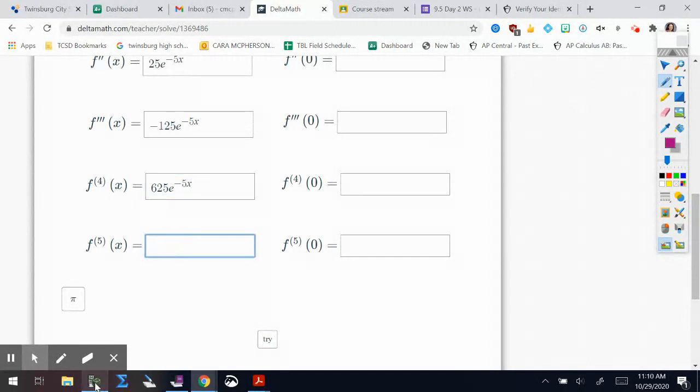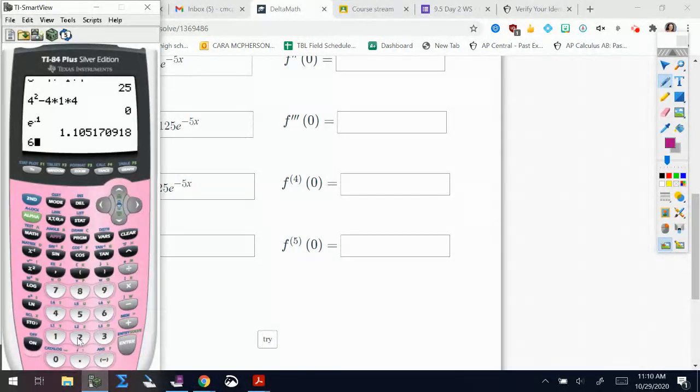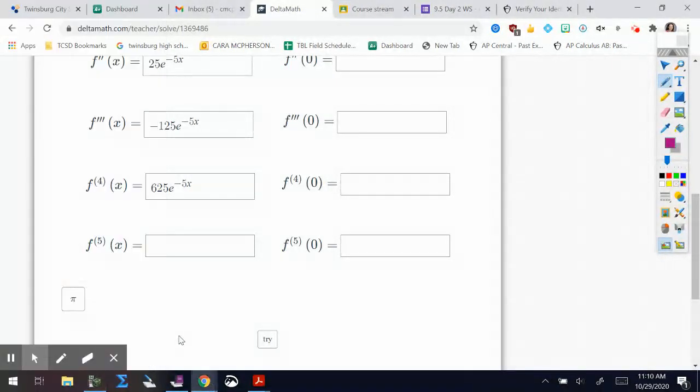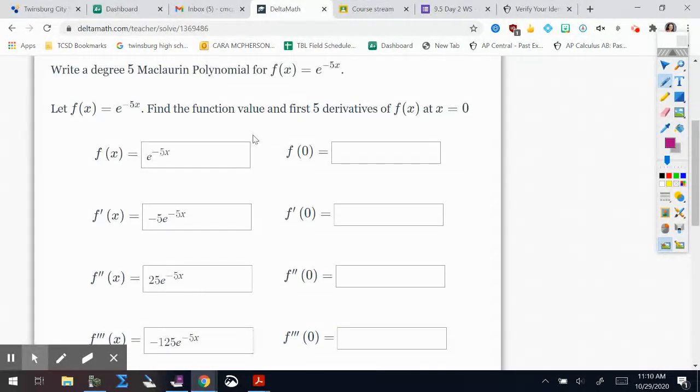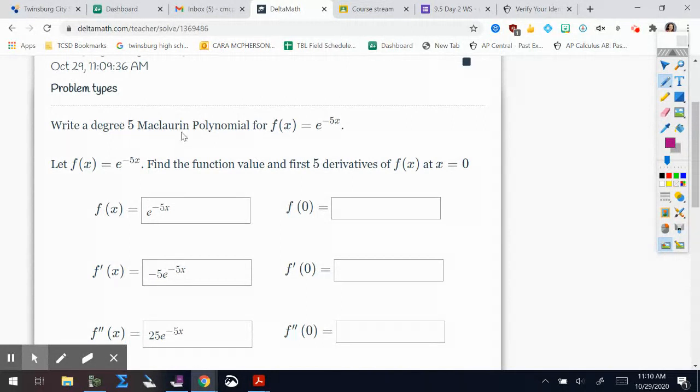Oh boy, all right, I'm going to a calculator. 625 times 5. 3,125. This one's going to be negative 3,125 e to the negative 5x. So you've got all your polynomials. This again is a Maclaurin, which means we're putting 0 in. That's your center. It does remind you that you need x equals 0.